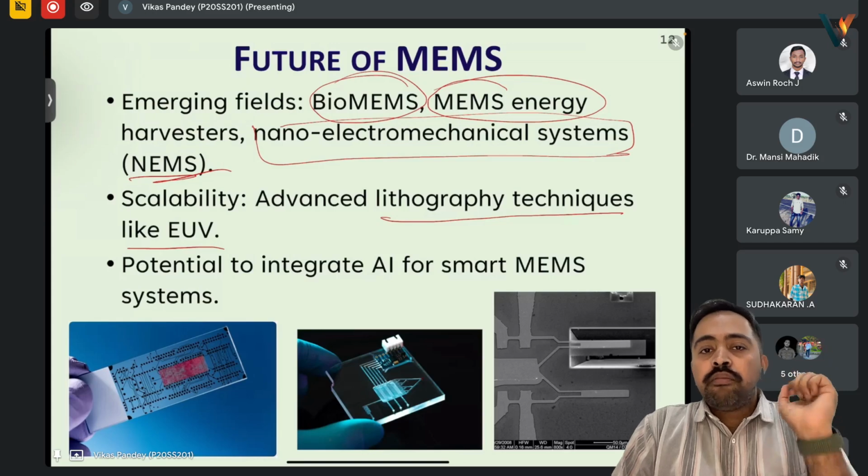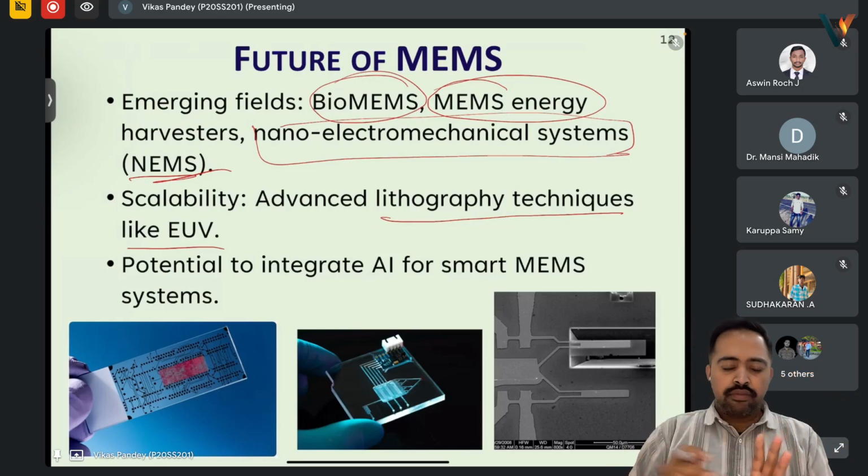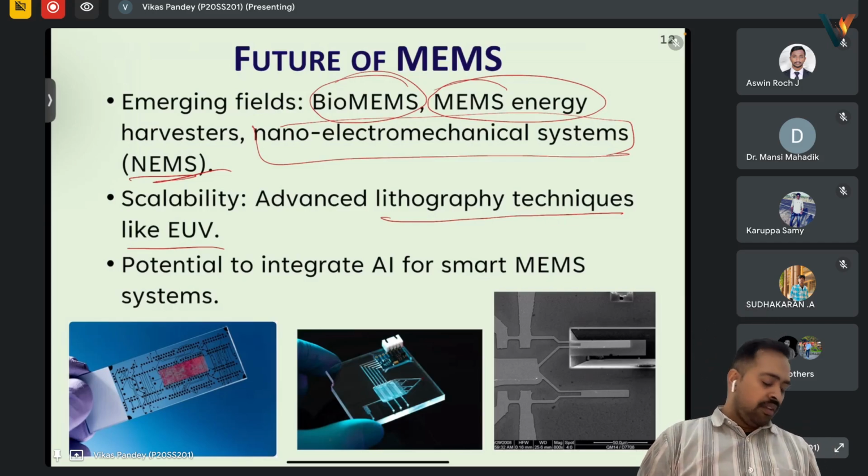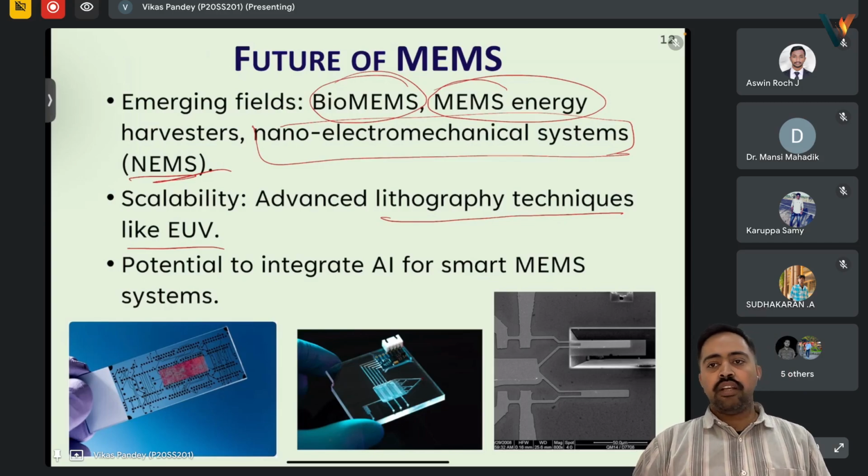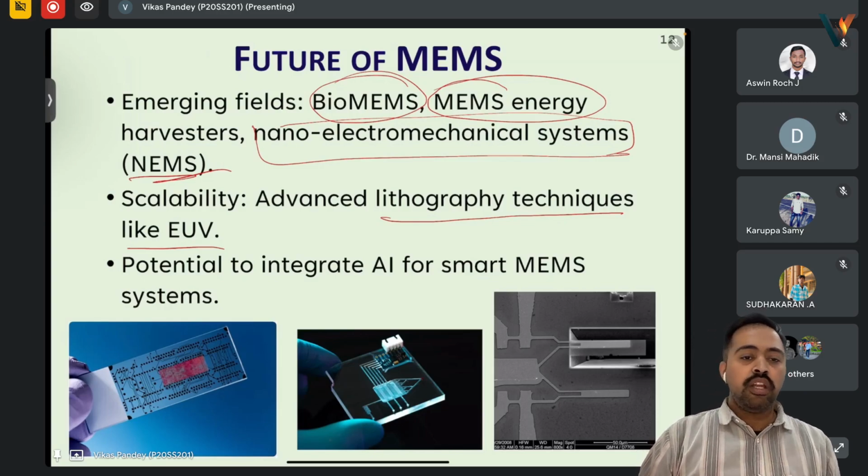MEMS and microsensors. Yes. Any questions still here? We have completed the summary of week one in a sense. We'll be discussing some questions based on week one. So any question, any doubt, or any input till here?